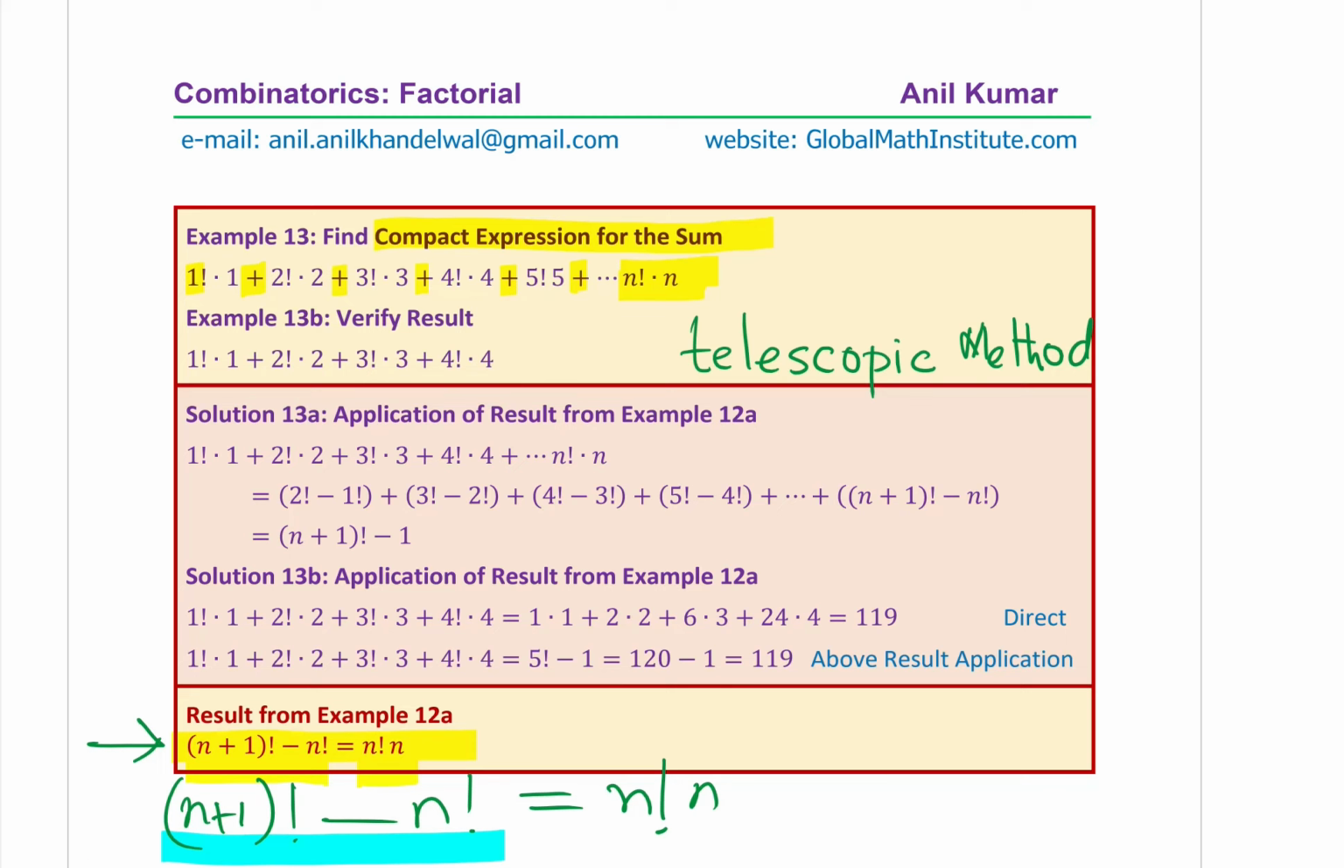So what I did was, instead of writing 1 factorial times 1, we wrote this as 2 factorial minus 1 factorial. That's what it means. n plus 1 factorial minus n factorial means this, right? 1 more than 1 is 2, minus 1 factorial itself. 2 factorial minus 1 factorial. Now, 2 factorial times 2 will be written as 3 factorial minus 2 factorial. We'll continue with this series getting alternate negative terms. Do you see that? So what we have here is alternate negative terms.